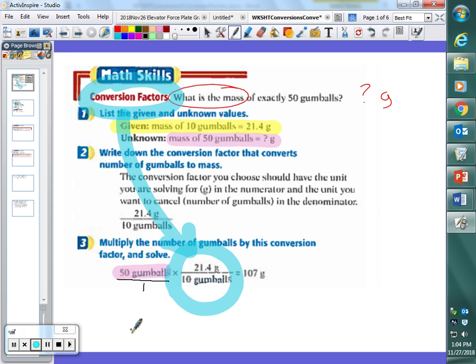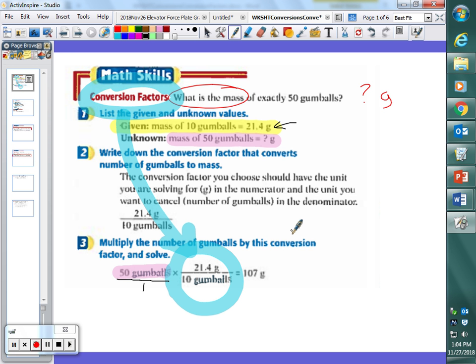Now we are multiplying two fractions together. What procedure do we use when multiplying two fractions together? Multiply the numerators, multiply the denominators, right? Now, here's the reducing part. This is the reason why it's set up this way. Here, 10 gumballs and 21.4 grams, we learned up here, are equal to each other. So whether the 21.4 grams is in the numerator and the 10 gumballs is in the denominator, or vice versa, that's basically the same fraction.